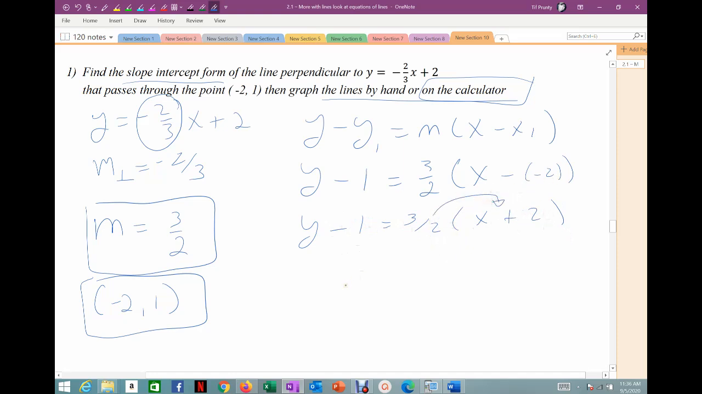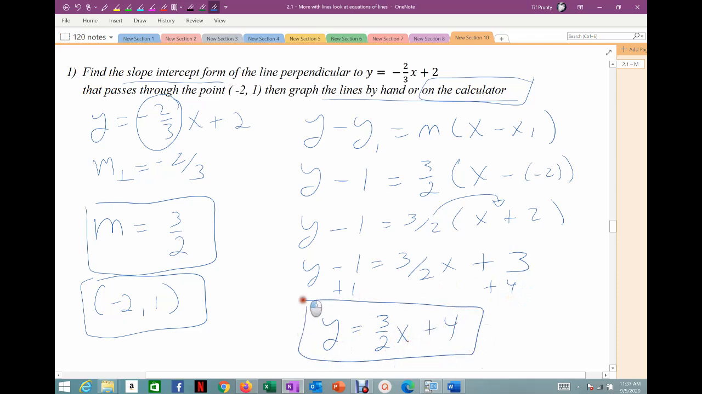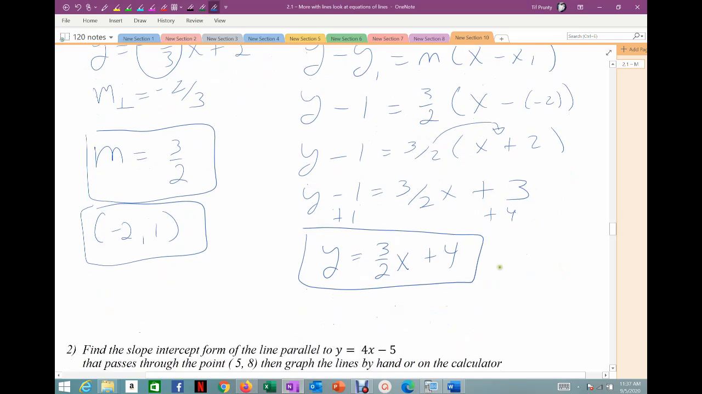Distribute your slope. So y minus 1 equals 3/2 x. If you take 3/2 and multiply it by 2, the 2's will reduce and leave me with 3. So it's going to be just plus 3. And then add 1 to the other side. So the equation of the line I'm looking at is y equals 3/2 x plus 4. There is the line that is going to be perpendicular to this line. So there's my answer, and then I'm going to check my answer.